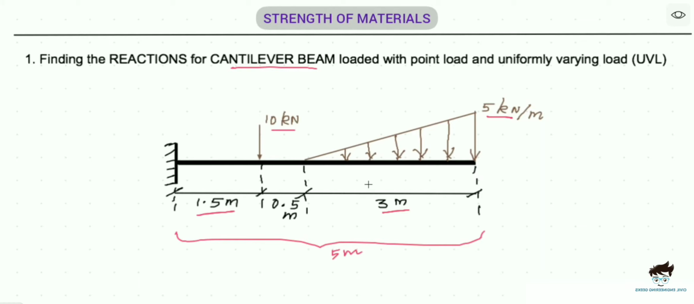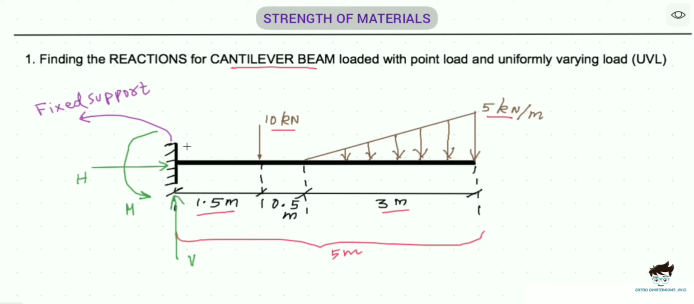Okay, great. Now we will straight away jump to solving our reactions. We know that in the cantilever beam there is only one fixed support and it has the ability to provide 3 reactions. One vertical reaction, one horizontal reaction and one moment. I hope everyone remembers this from the previous lecture.